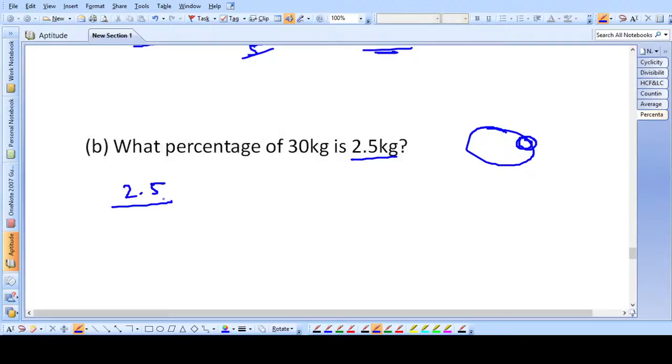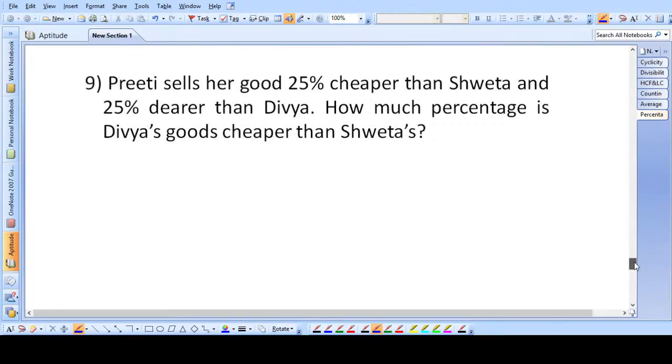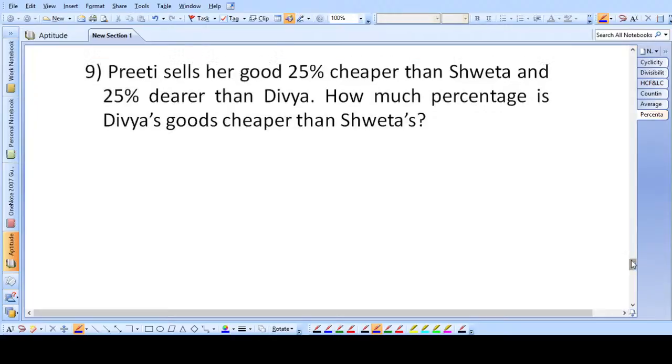2.5, that particular value divided by 30 total into 100, cancelling this 1 by 3, 1 by 12, this will be 8.33 in percentage. Okay, and the last question. Oh no, this is second last, sorry.